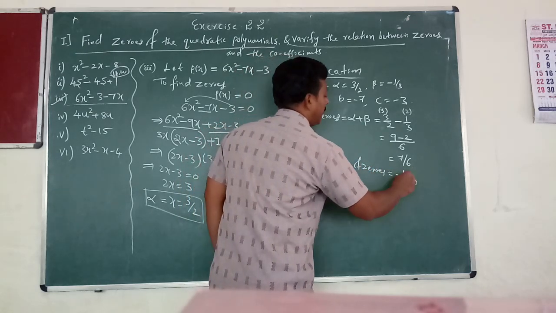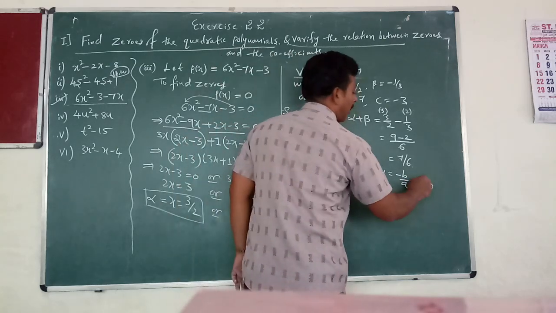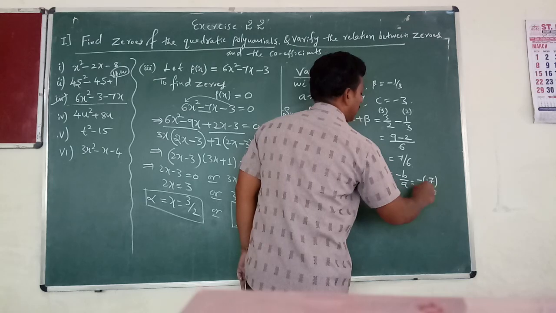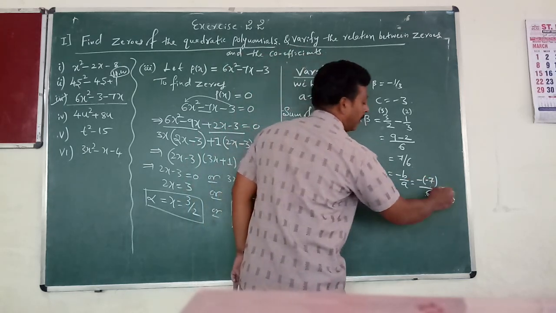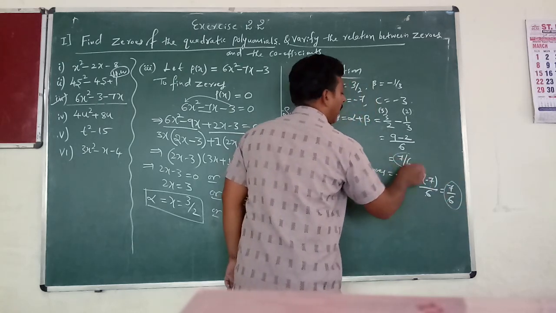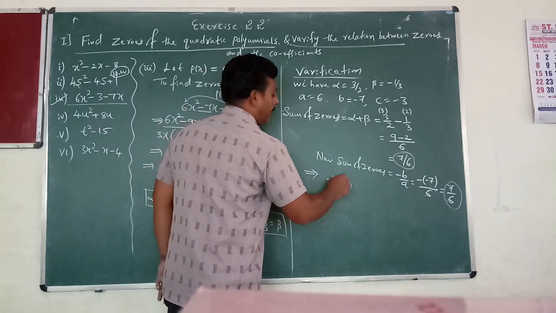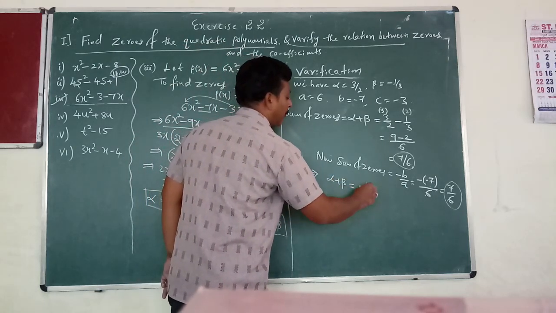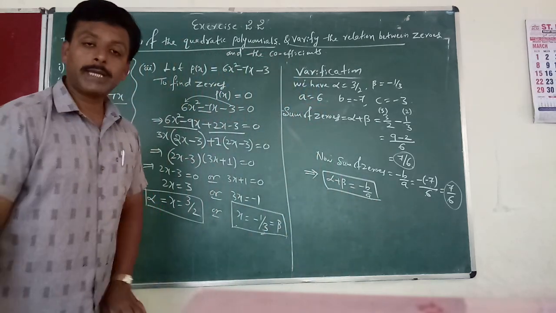Sum of zeros is minus b by a, which is minus of minus 7 divided by a, which is 6. Minus of minus is equal to plus, so 7 by 6. Observe here, a and a are both the same. This implies we can write alpha plus beta is equal to minus b by a. This one we verified.